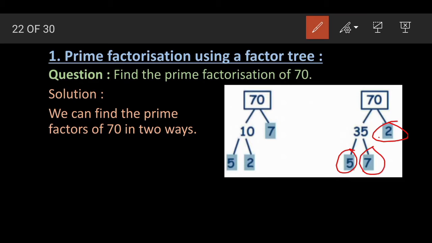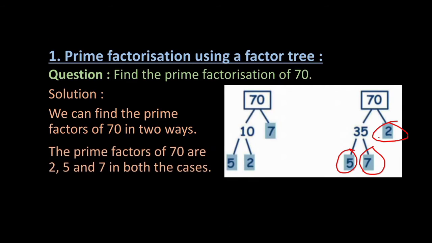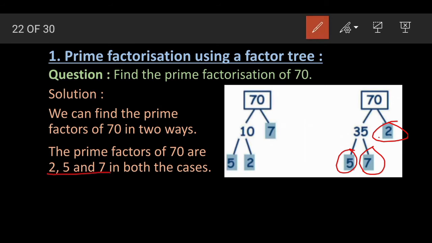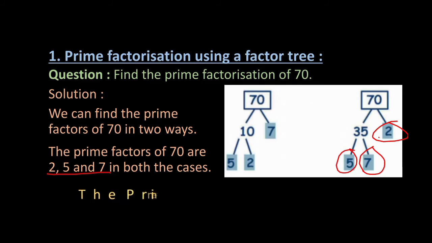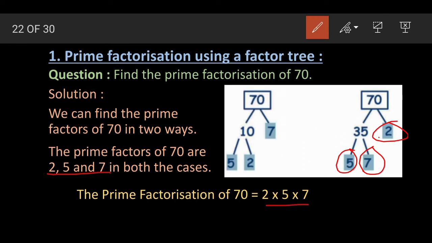We have done the prime factorization of 70 in two ways: first by multiplying 10 by 7, and second 35 by 2. And the prime factors in both cases are 2, 5 and 7. So we can say that the prime factorization of 70 is 2 multiplied by 5 multiplied by 7. This is the prime factorization of 70. You can solve this in either of these two ways.